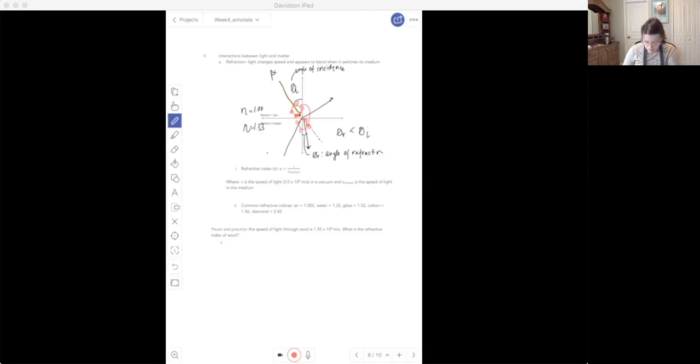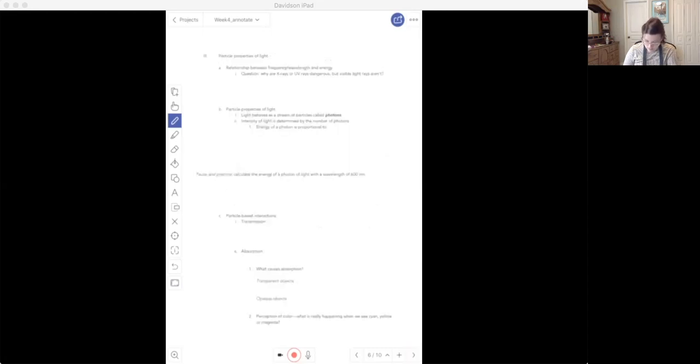So we know that the speed of light in vacuum is 2.998 times 10 to the 8 meters per second. We also know that the speed of light through wool is 1.92 times 10 to the 8 meters per second. So to solve for the refractive index, or n, for wool, we would divide 2.998 times 10 to the 8 meters per second by 1.92 times 10 to the 8 meters per second to get a refractive index of 1.56.